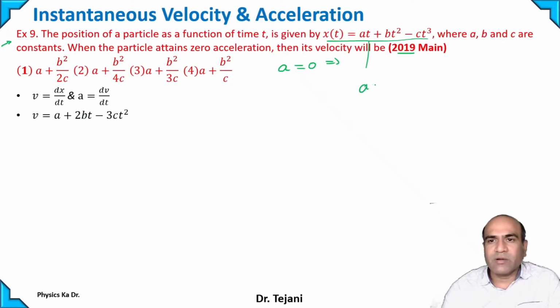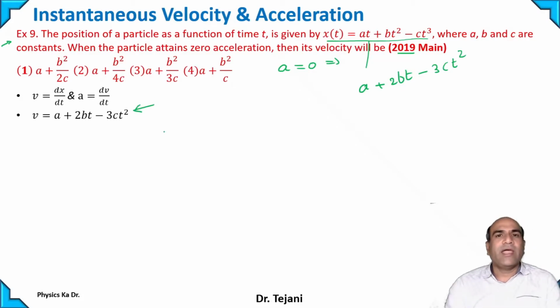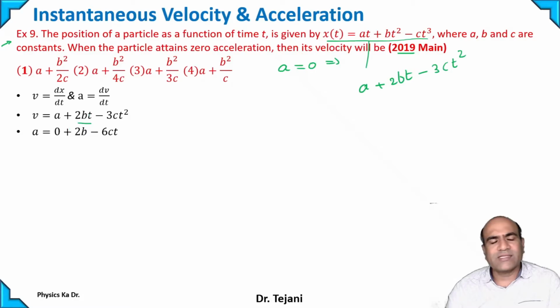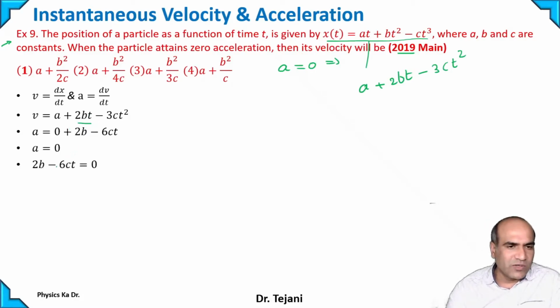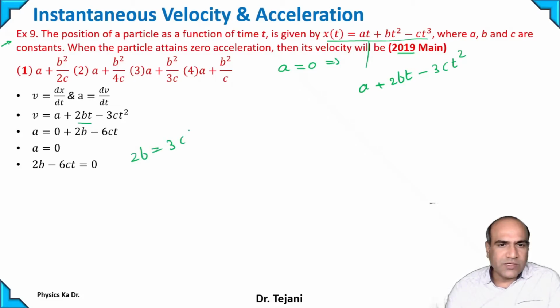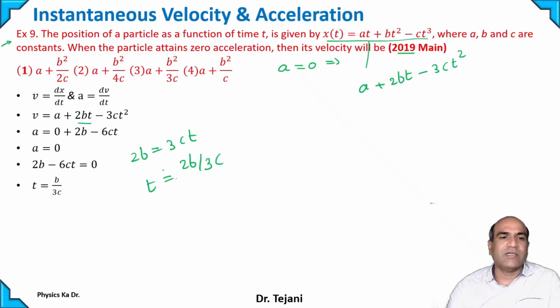It becomes a plus 2bt minus 3ct square. Again we need acceleration a, which is equal to: a becomes 0, 2bt becomes 2b, and 3ct square becomes 3 multiplied by 2, 6ct. Acceleration is 0. So here 2b is equal to 6ct, and t is equal to 2b divided by 6c.